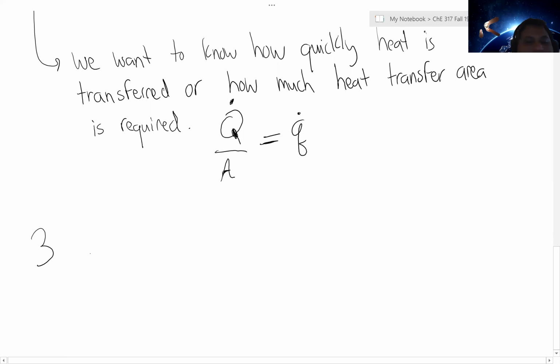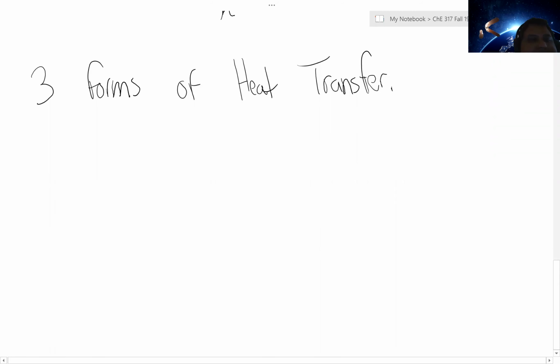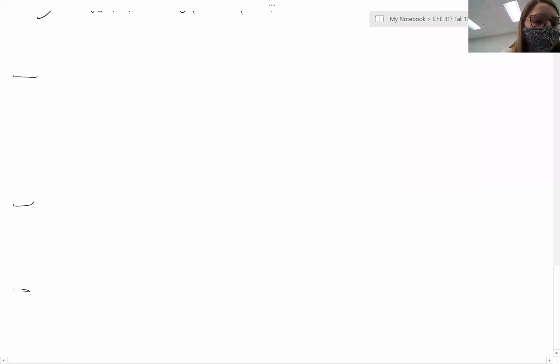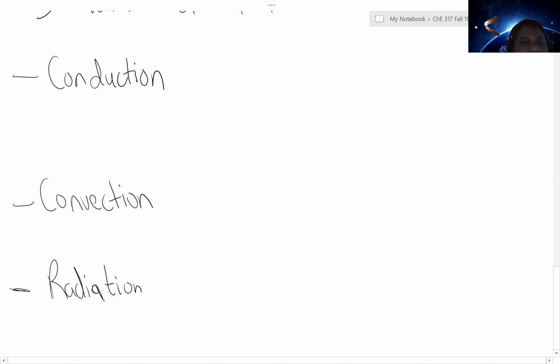So we have three forms of heat transfer. What are those forms of heat transfer? Conduction, convection, and radiation. All right. There you go. 10 points to Gryffindor. We have conduction, convection, and radiation.